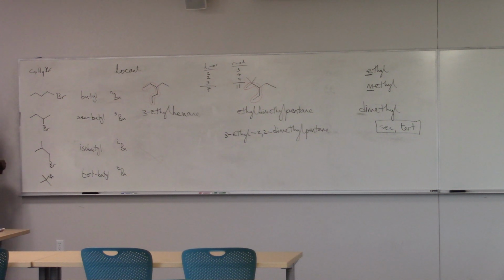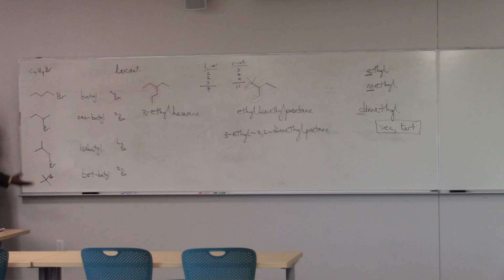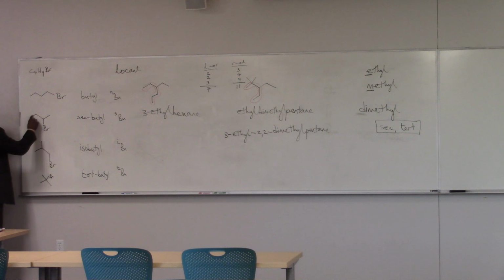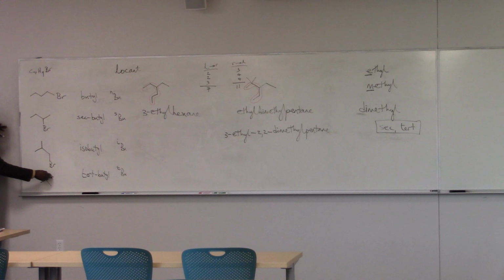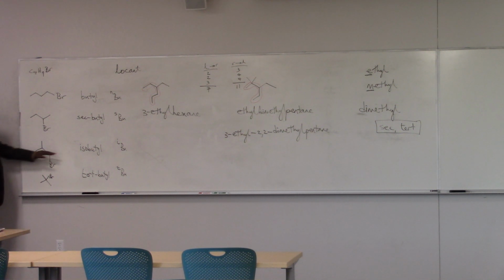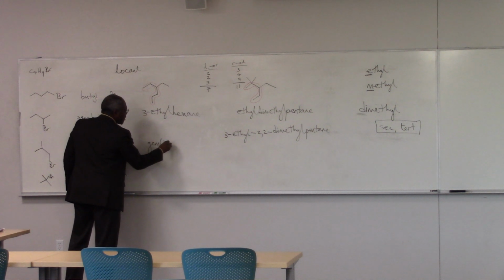Just a quick point about this. This is called normal butyl. This is called sec butyl because the bromine, or the substituent, is on the secondary carbon. That's the same reason this one is called a tert butyl, because the substituent is on the tertiary carbon. Iso is something you will see quite often in organic. In fact, you will also see tert quite often. The iso unit is one that has what's called a geminal, or gem, dimethyl.